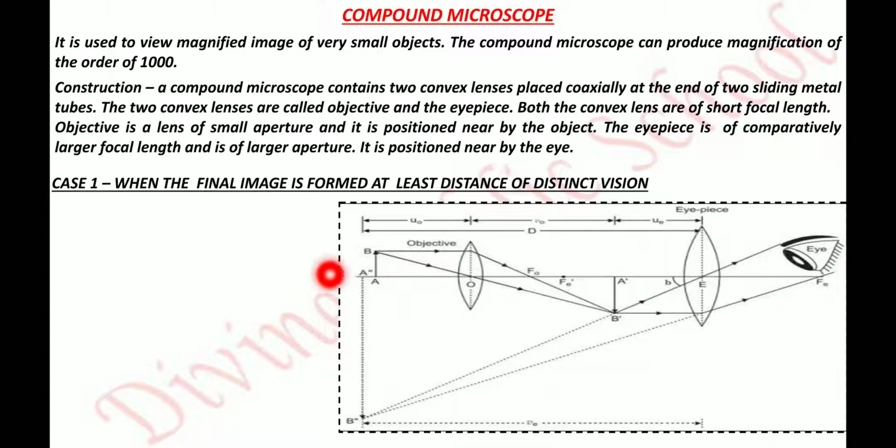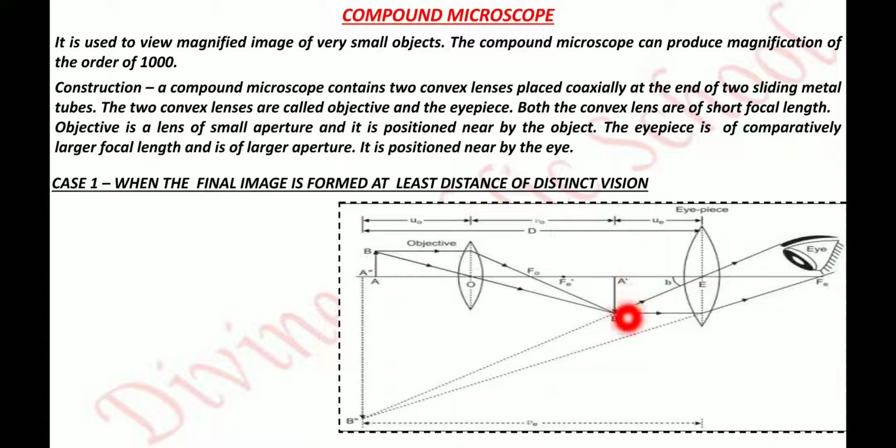Now, this image A dash B dash will serve as an object for the eyepiece. The distance between the lenses is so adjusted that A dash B dash falls between the focus of the eyepiece, as you can see, and the optical center of the eyepiece. So what happened?